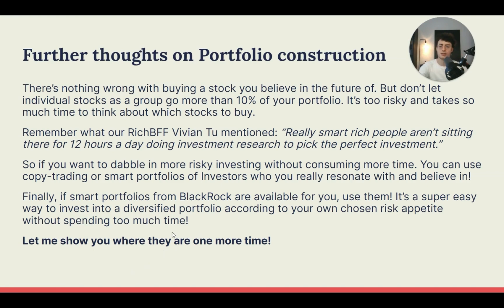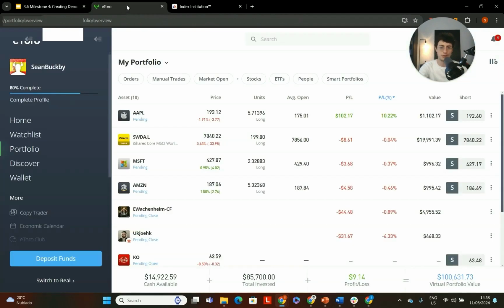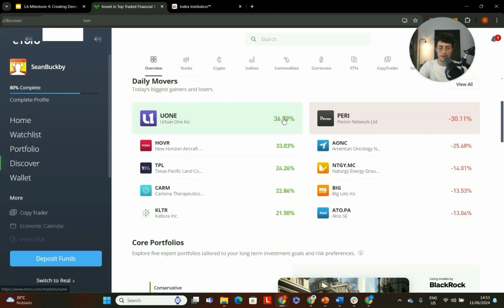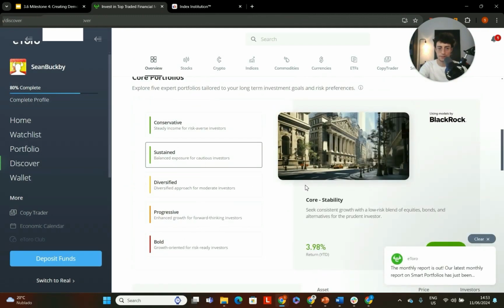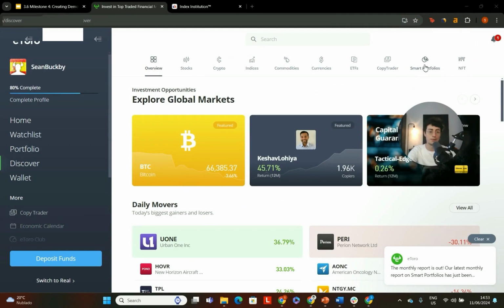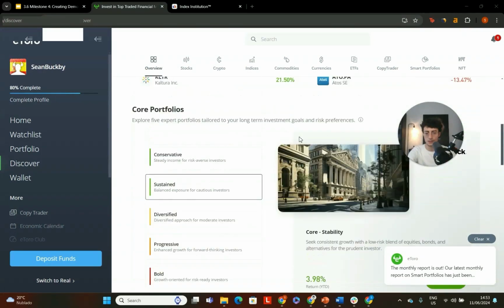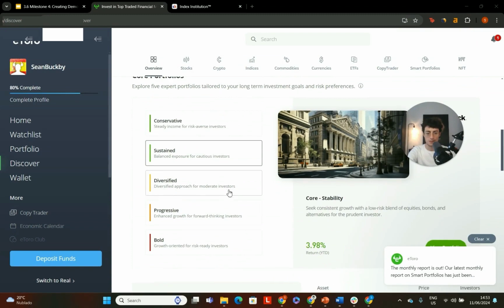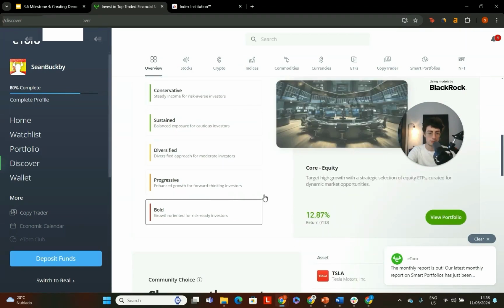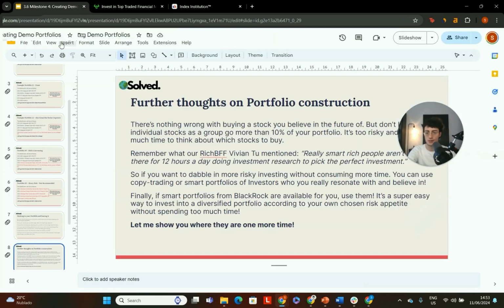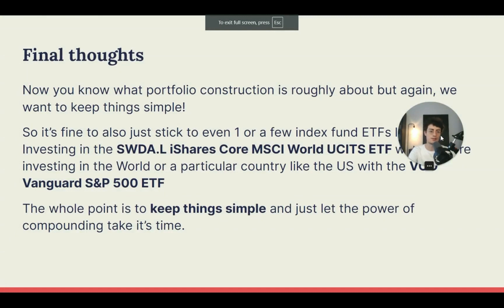So yeah, let me just show you where they are one more time. Just remember, you can go into eToro, go into the Discover section, and you should be able to find them here, the core portfolios from BlackRock. You can also find other smart portfolios by going to the smart portfolio section, but it's very easy to find them quickly here in the overview section. You can just click whichever one you're interested in, view the portfolio, and you can buy. That's basically how it works. All right, is there another slide? Yes, there is another slide.